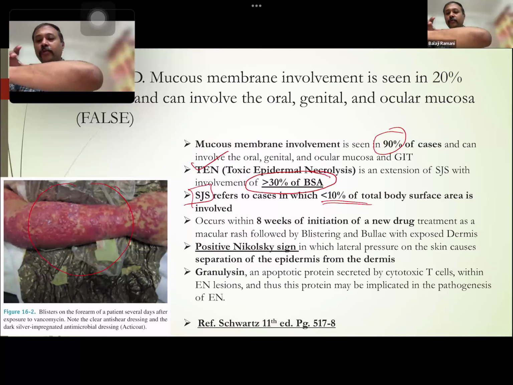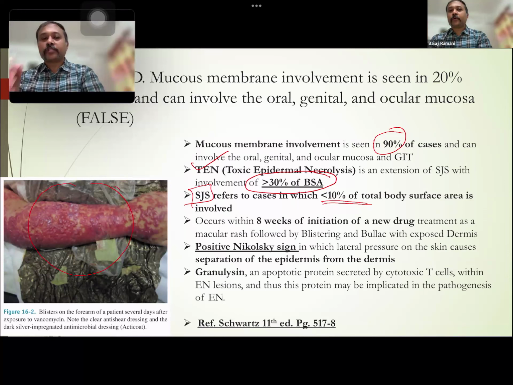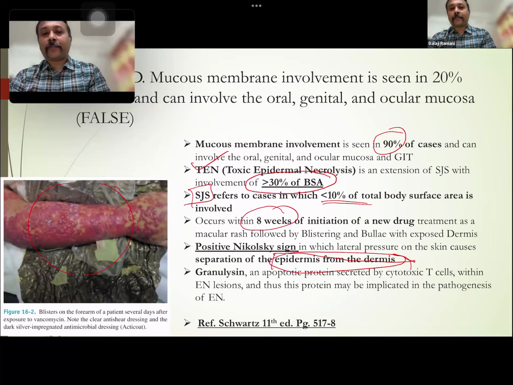And these blisters, suppose you have your hand, you apply pressure like this, at right angles to the skin. If you apply lateral pressure like this, that will be known as the positive Nikolsky sign. So basically you press on it, the skin will peel off. So epidermis separation from the dermis will happen. This usually happens within 8 weeks of initiation of a new drug. And granulysin is supposed to be the protein which is implicated.